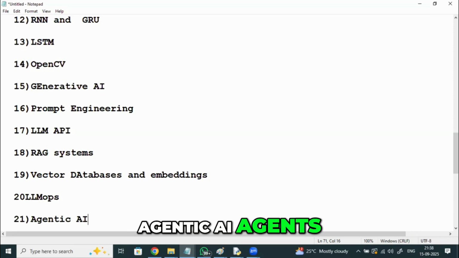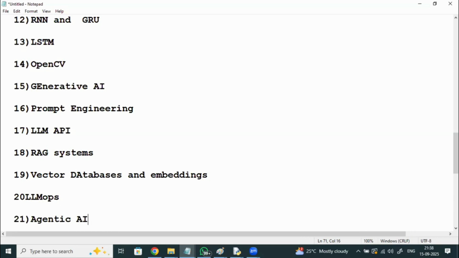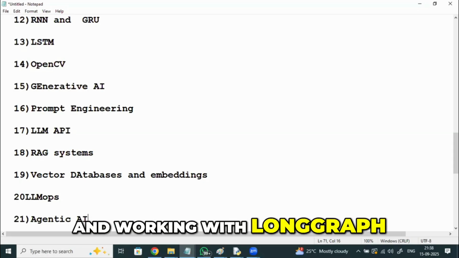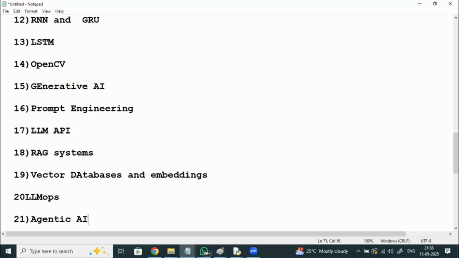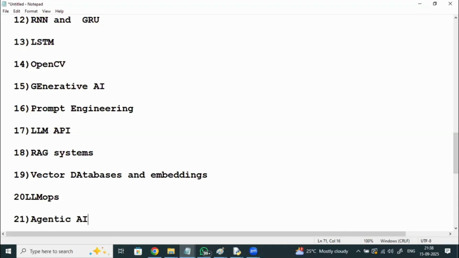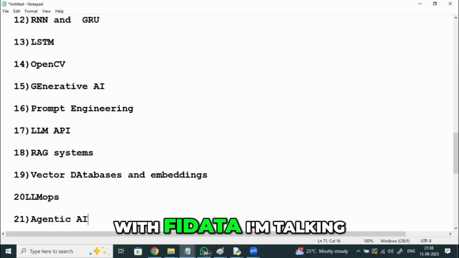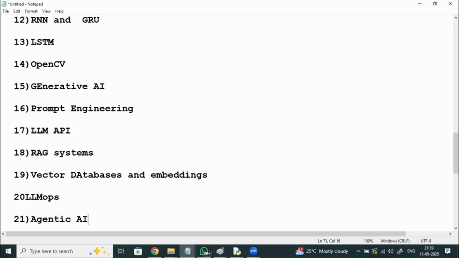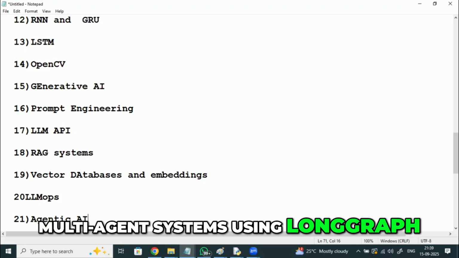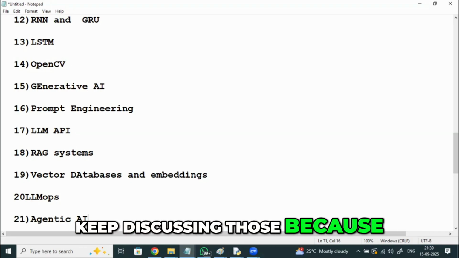Agentic AI agents, comparisons between them, working with LangChain and working with LangGraph, even agentic RAG, developing many AI agents, and multi-agent systems using LangGraph, right? In brief and in depth about this. Now I cannot keep discussing those because it is all new.